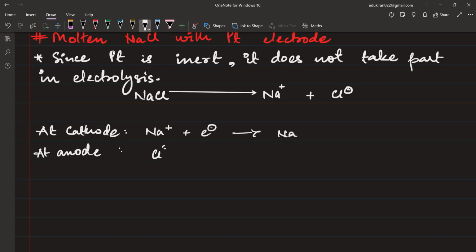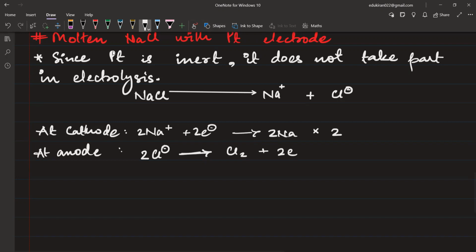We'll have Cl negative. Now Cl negative, because it has an extra electron, that is negative charge, is going to give you chlorine gas plus electron. Since we have 2 chlorine here, I will write 2, and 2 Cl negative is going to give you 2 electrons, and I will also multiply 2 here in order to get this 2. This is also 2 and this is also 2.